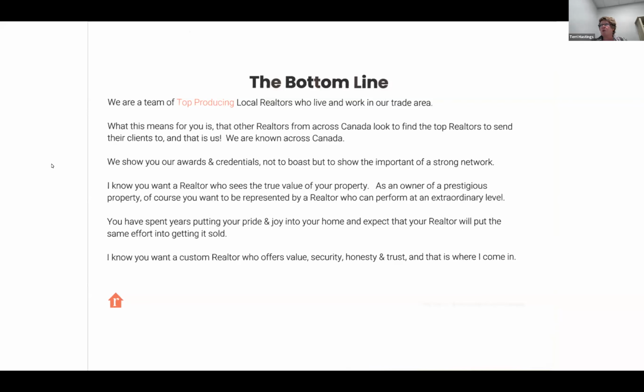We show you our awards and credentials, not to boast, but to show the importance of a strong network. If you want a realtor who sees the true value of your property, and as an owner of a prestigious property, of course, you want to be represented by a realtor who can perform at an extraordinary level. You have spent years, Jen, putting your pride, love, and joy into your home. And I know you expect that your realtor put the same effort into getting it sold. And I know you want a custom realtor who offers value, security, honesty, and trust. And so that's where I come in.